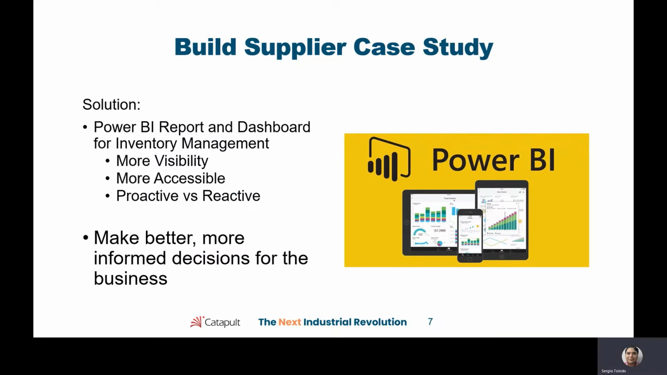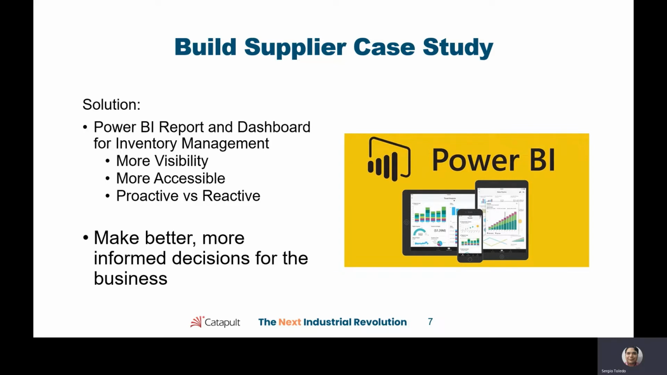So what is the solution? The solution is a Power BI report and dashboard for inventory management. We want this because it will give us more visibility, it will be more accessible, and will help the business be more proactive instead of reactive. If you always catch yourself being more reactive, you can start lagging behind. By being proactive, you prepare for problems before they arise. We also want to make better and more informed decisions for the business. We do that by better being able to access the data to make these decisions.